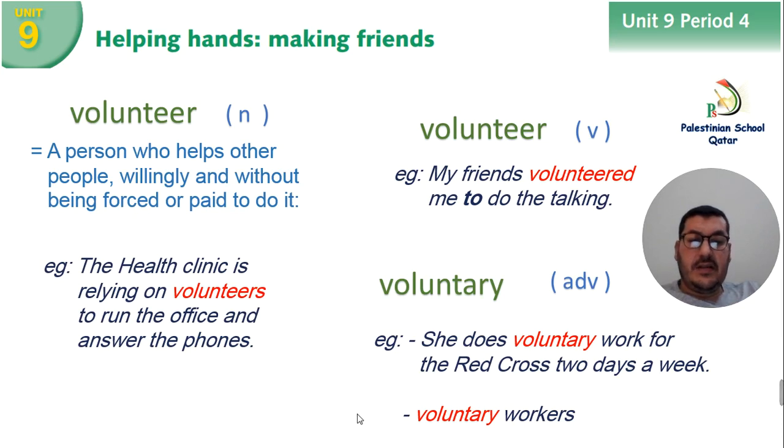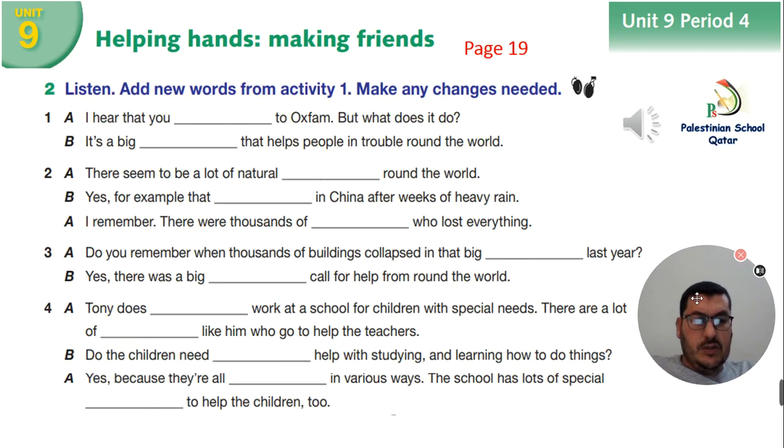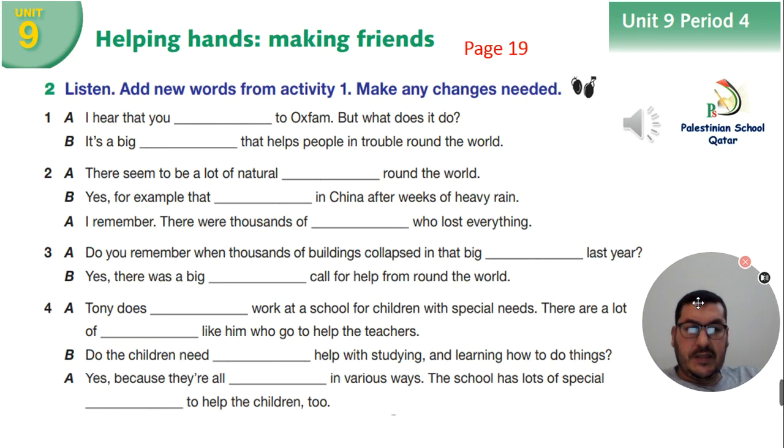Okay, after voluntary we have exercise number 2. Listen everybody to exercise 2 and put the words in the suitable place. Unit 9, Period 4, Activities 2 and 3.